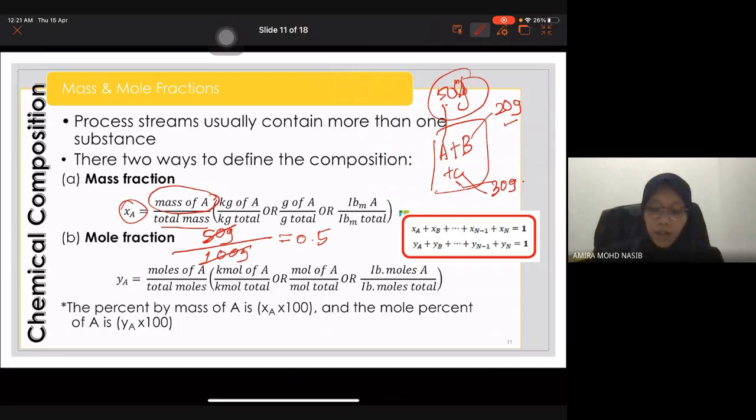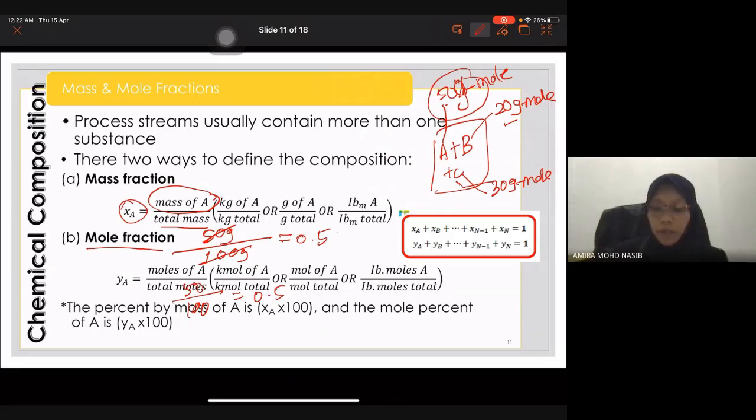Okay. So how are you going to calculate the mole fraction of A? Let's say I have 50 gram mole of A, 20 gram mole of B, and 30 gram mole of C. It's the same thing. Moles of A, you have 50 divided by 100, which is 0.5.